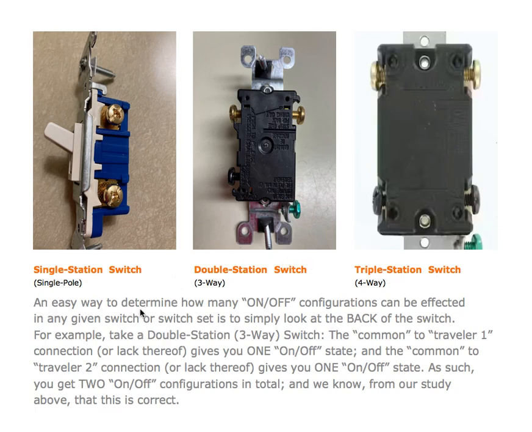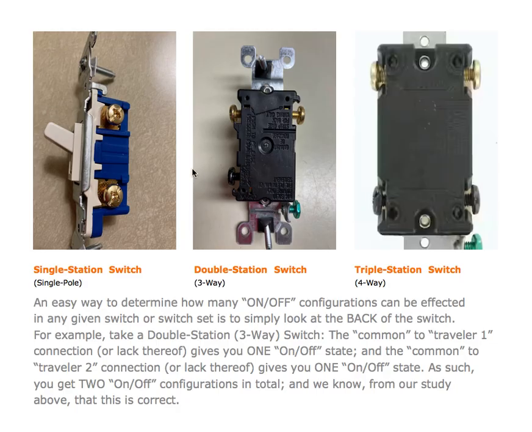An easy way to determine how many on-off configurations can be affected in any given switch or switch set is to simply look at the back of the switch. So here's the back, here's the back, and here's the back. For example, take a double station three-way switch. The common to traveler 1 connection, or lack thereof, gives you one on-off state, and the common to traveler 2 connection, or lack thereof, gives you one on-off state. As such, you get two on-off configurations in total. And we know from our study, like what I just talked about, that this is correct.